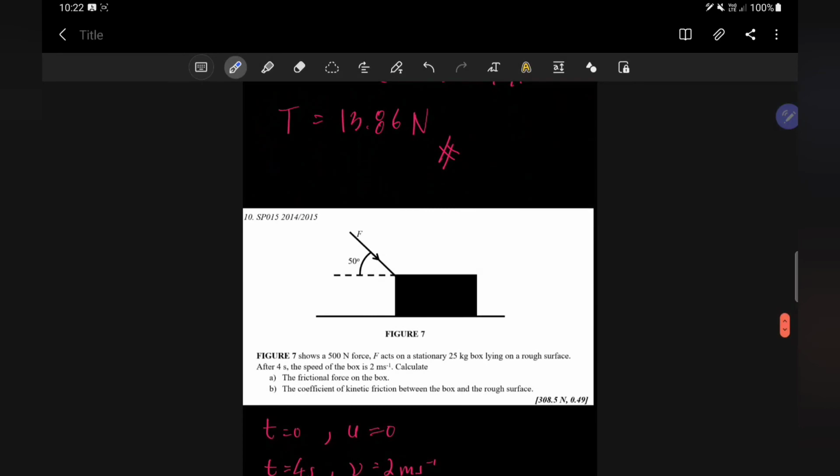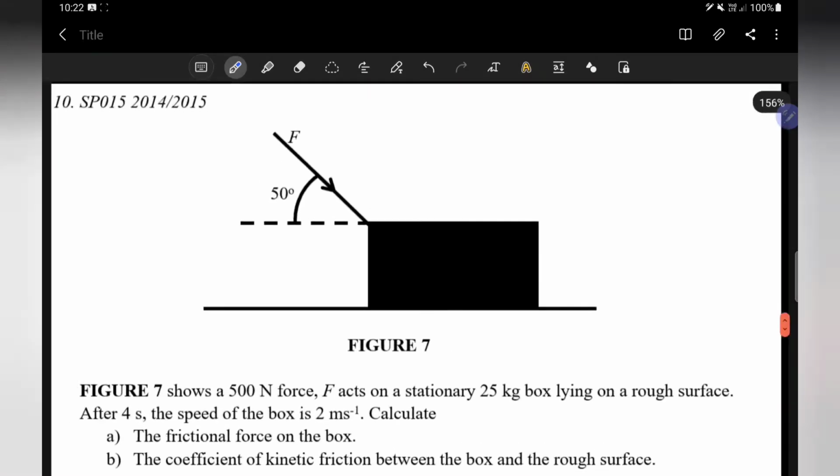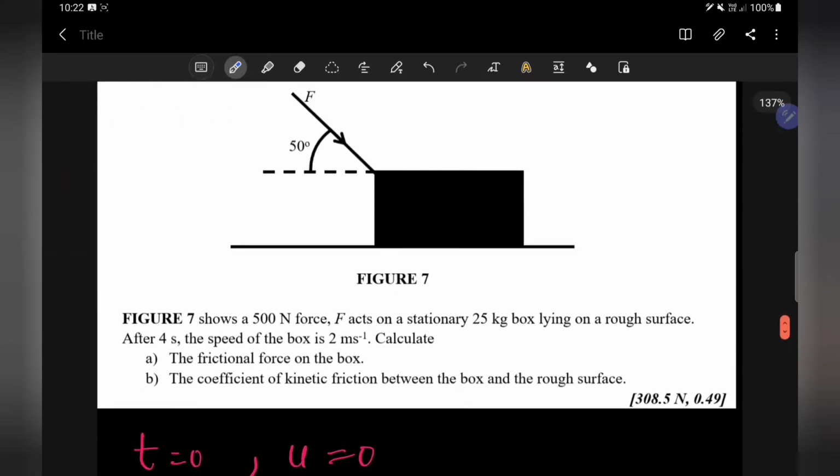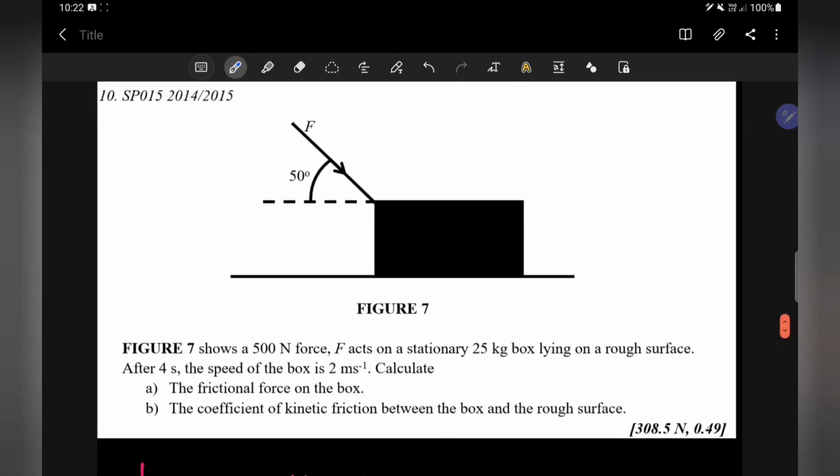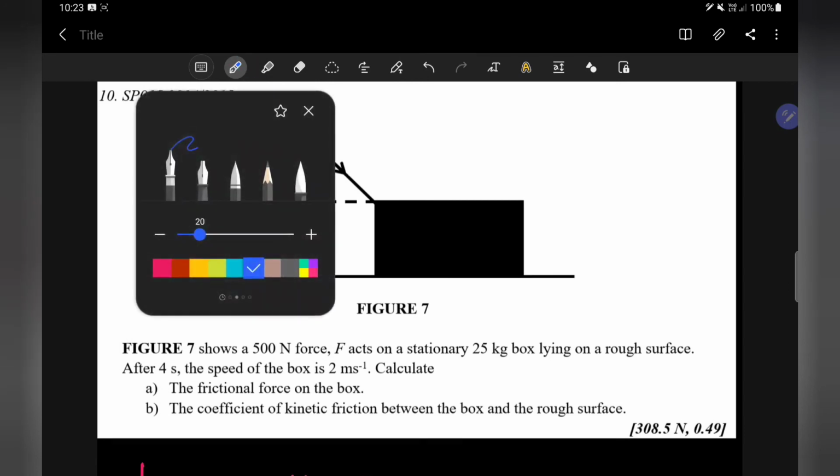Okay, and lastly, question number 10. What is the question? What do we have? Just one body here. Figure 7 shows a 500 Newton force Fx on a stationary 25 kilogram box lying on a rough surface. After 4 seconds, the speed of the box is 2 meters per second. Calculate the frictional force on the box and the coefficient of kinetic friction between the box and the rough surface. Again, kinetic means that the object is moving now. So what info do we have first?